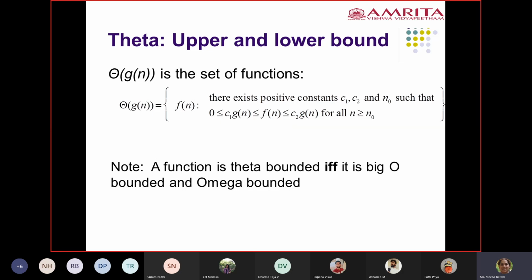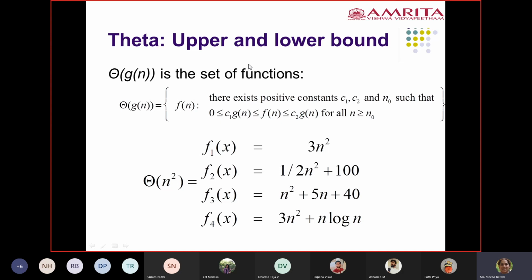So that is your theta. A function is theta bounded if and only if it is big O bounded and omega bounded. So to prove that f(n) is equal to theta of g(n), you have to prove that f(n) is equal to O of g(n) and f(n) is equal to omega of g(n). Both things we need to prove.